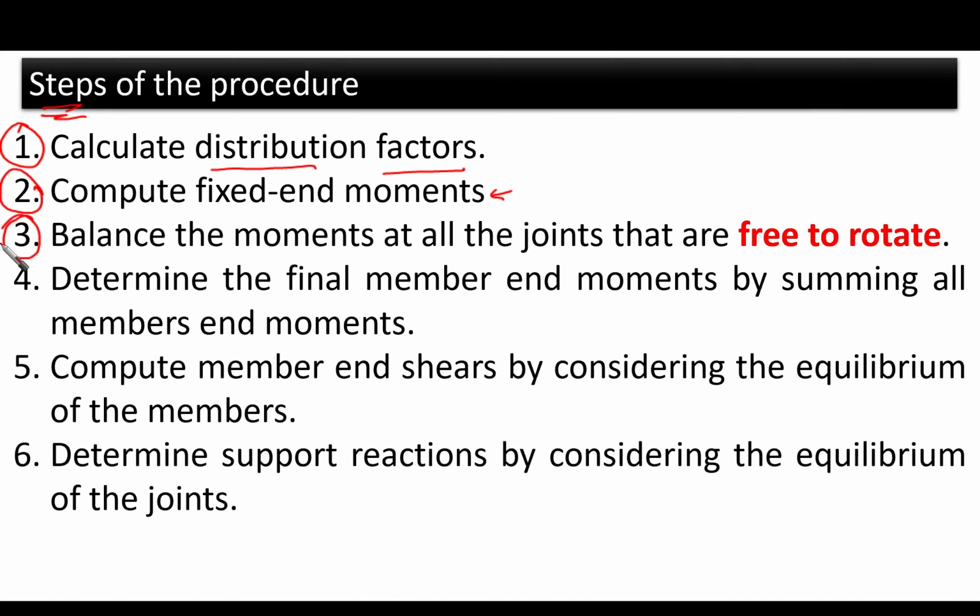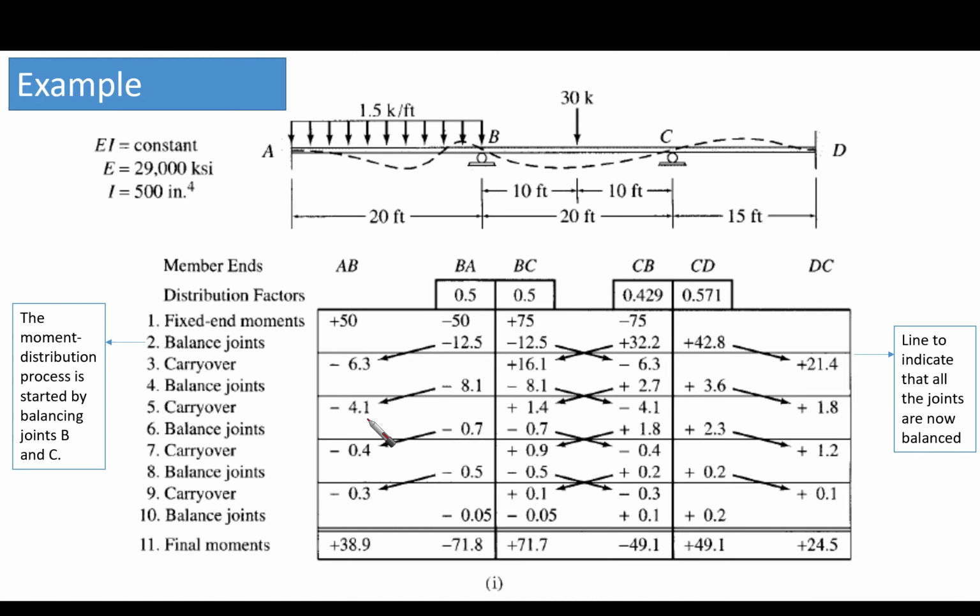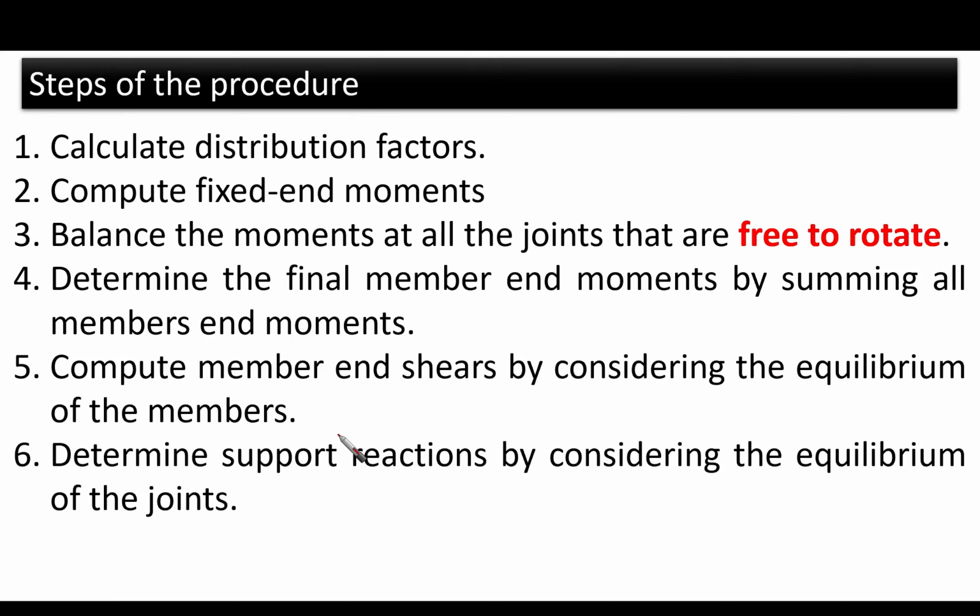And after that, balance the moments at all, take care of this word, all the joints that are free to rotate. As you know, we are balancing the joints that are free to rotate. And number 4, determine the final member end moments by summing all the member end moments, as we have done here before. We were summing all the moments here, then it gives us the final end moment.